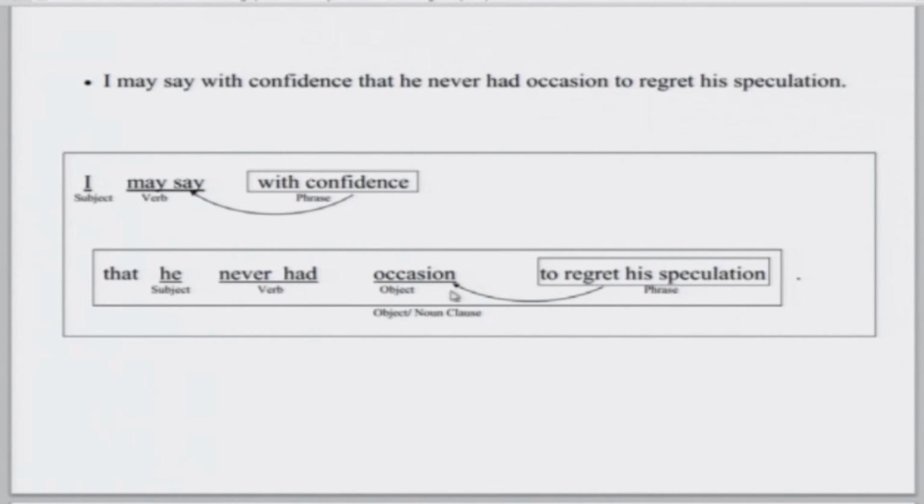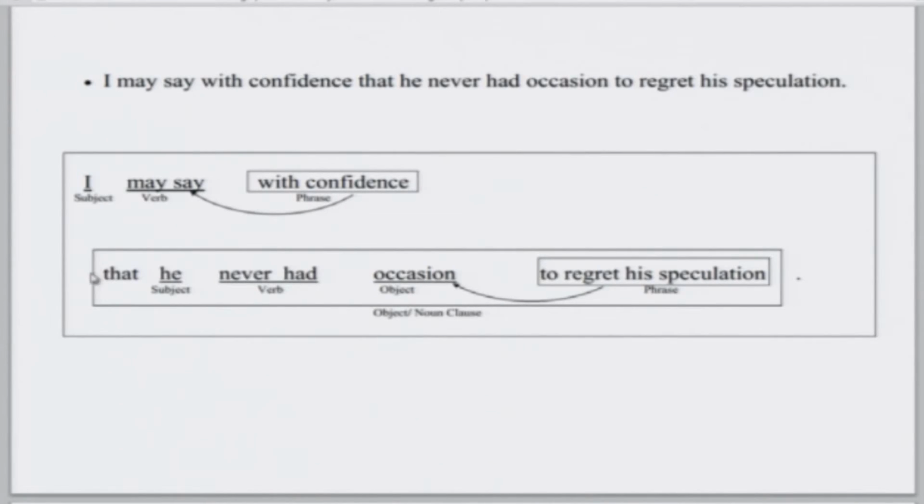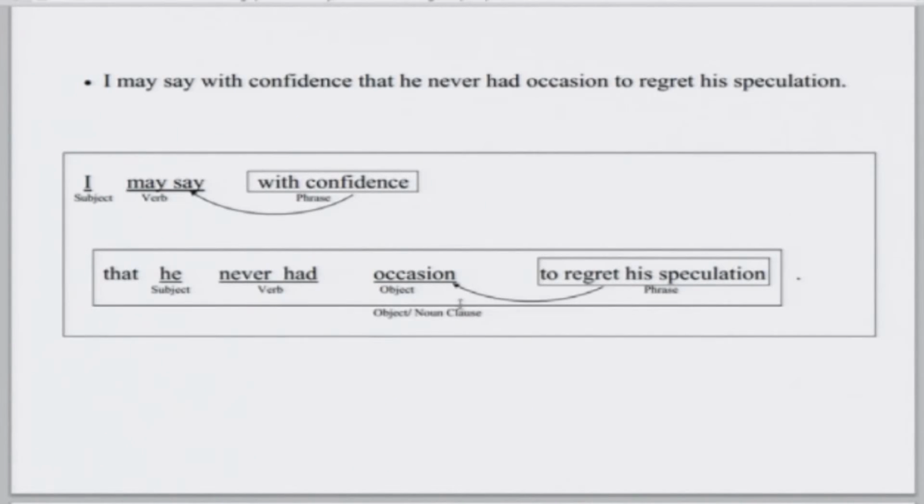He never had occasion to regret his speculation. This could have been a sentence, but in this particular sentence, it is doing a subsidiary role, a helping role. So, it is a subordinate clause and operating as what? Actually, this whole thing, that he never had occasion to regret his speculation, is sitting as the object. I may say this statement. So, this statement is the object.